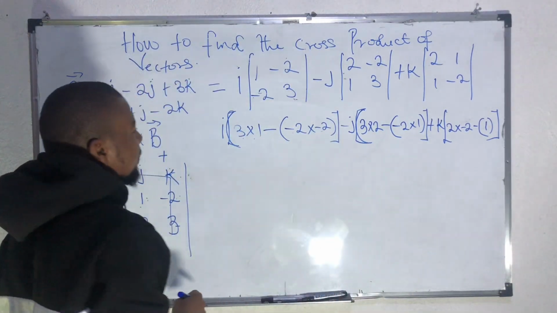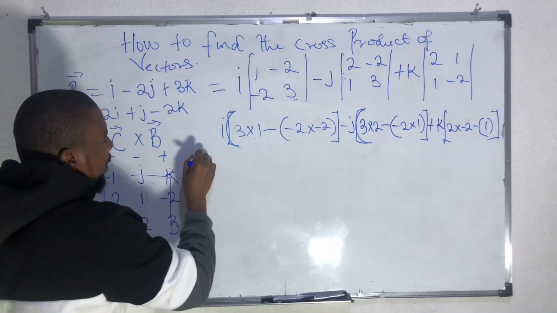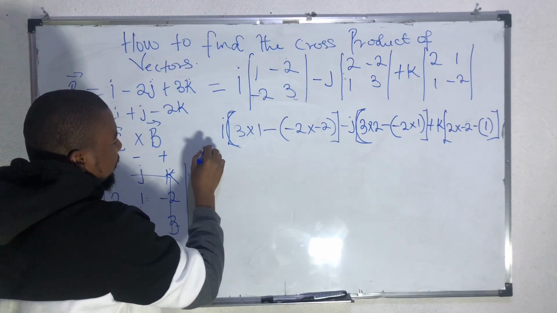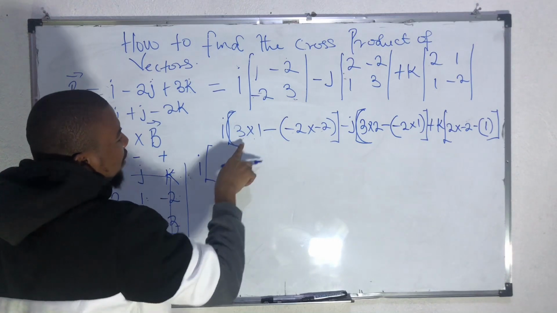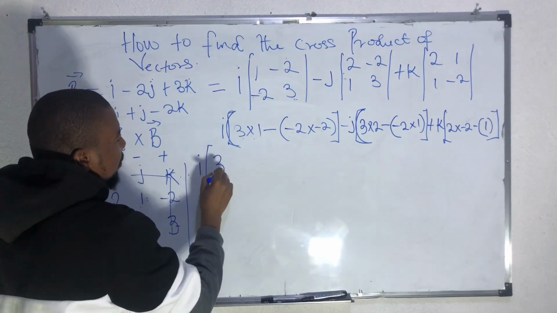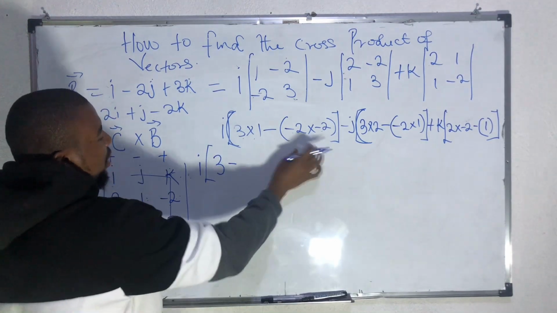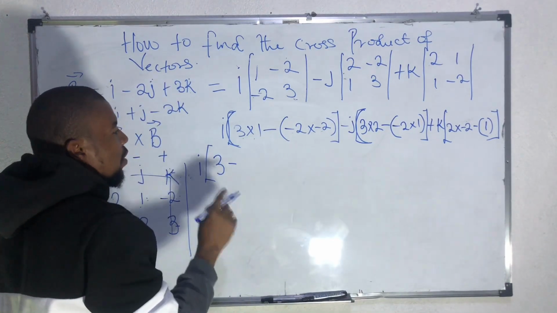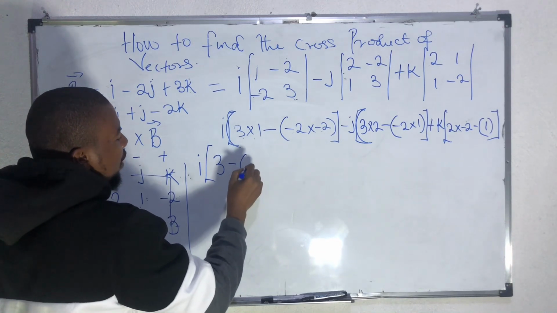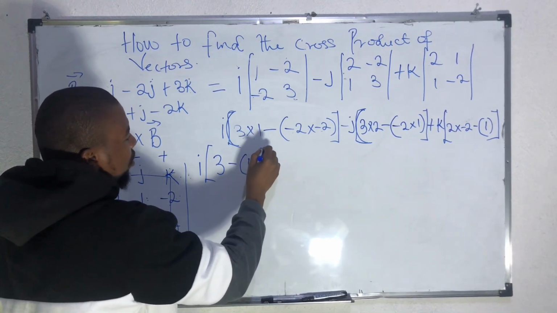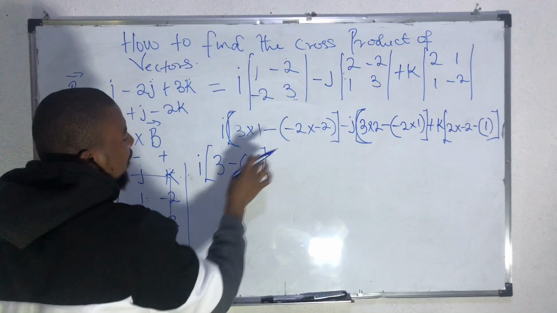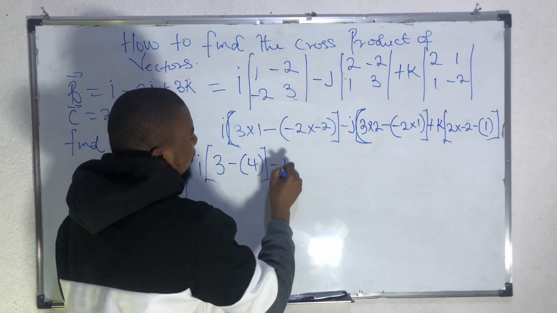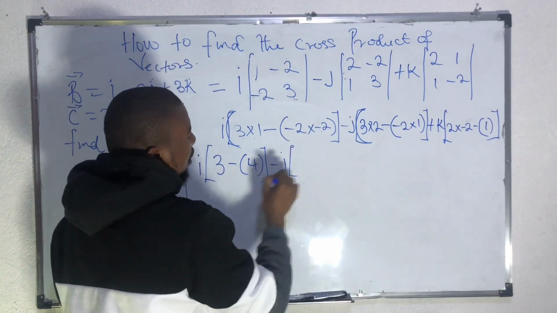Let's now simplify. Here we have our I. We open our bracket again. 3 times 1 will give you a 3 minus what's in the bracket right here. -2 times -2 will give you a positive 4. You open your bracket, you write a 4, and you close it. We are done with this. This has been simplified to this. Next up, let's work on the J.